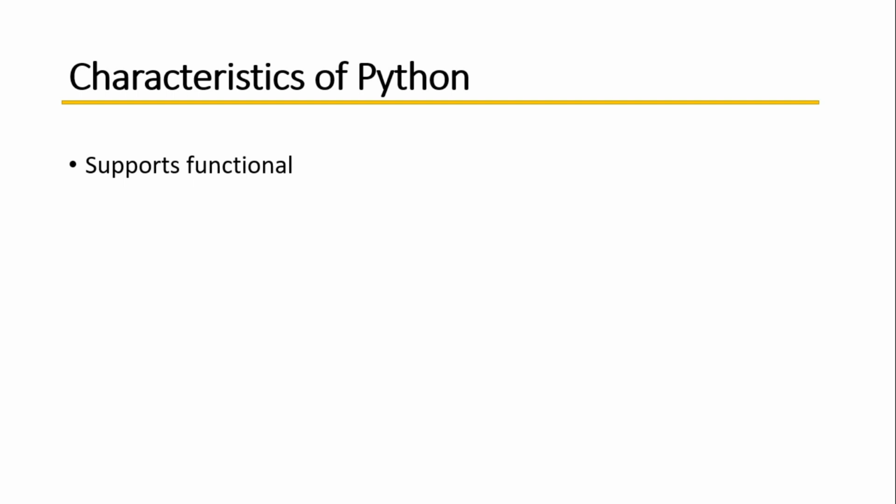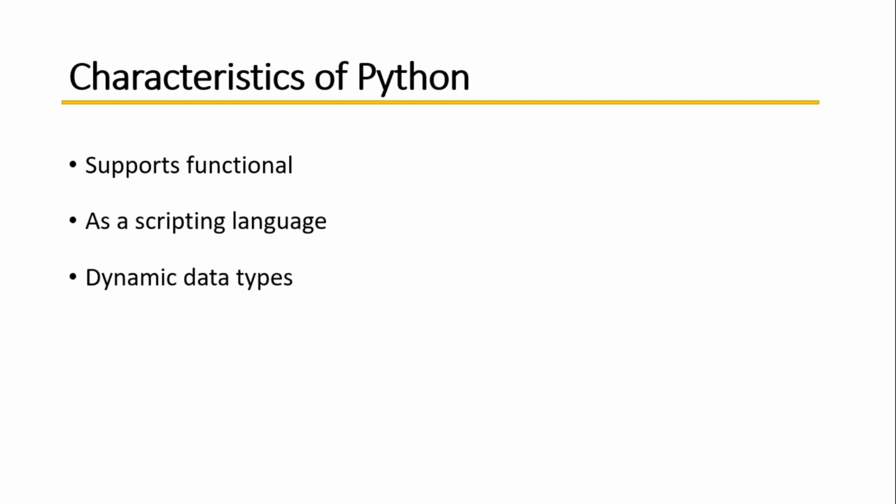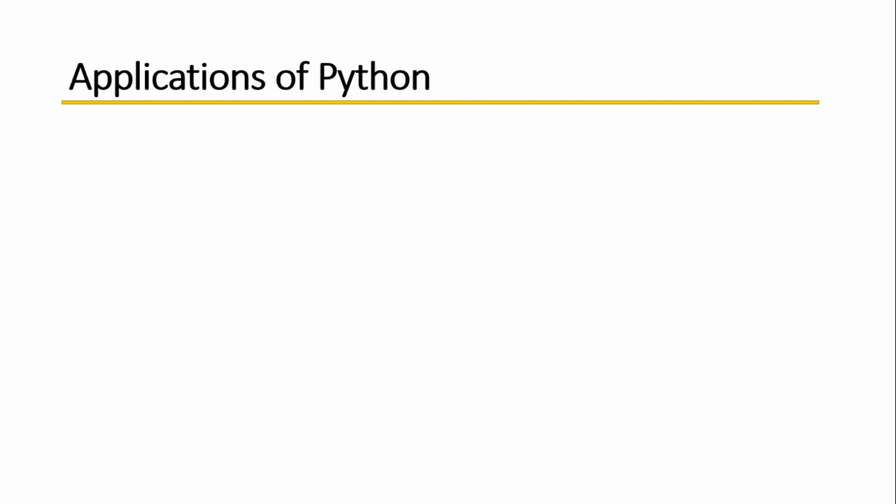Following are important characteristics of Python programming. It supports functional and structured programming methods as well as OOP. It can be used as a scripting language or can be compiled to bytecode for building large applications. It provides very high-level dynamic data types and supports dynamic type checking. It supports automatic garbage collection. It can be easily integrated with C, C++, and Java. The latest release of Python while creating this video is Python 3.